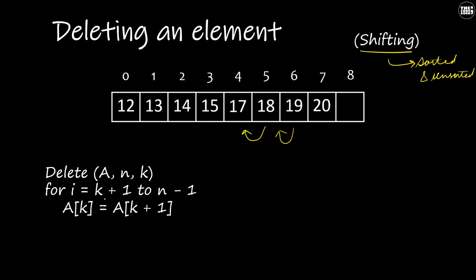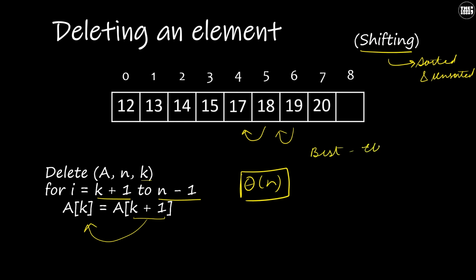First, we have a for loop which starts at index k plus 1 and increments up to n minus 1. This for loop is used to iterate over each element on the right side of the kth index. The next statement copies the element present at index k plus 1 and stores it at the kth index. The time complexity of deleting an element from an array is theta of n because we have only one for loop.